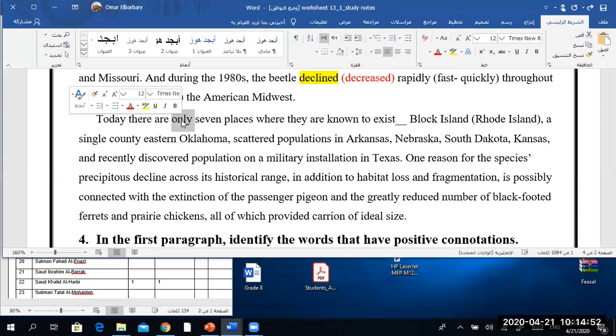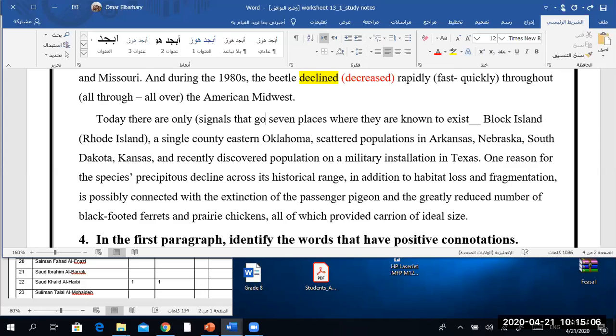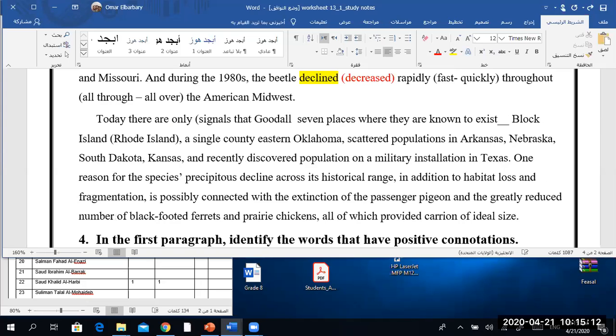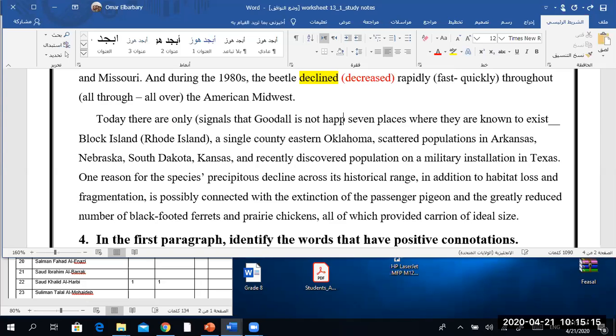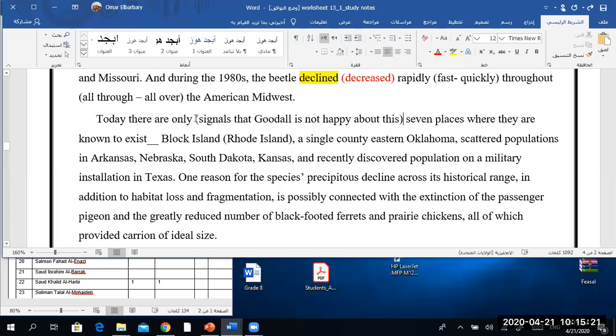"فقط." Yeah, very good. And does this mean you're happy with the money that Dad gave to you, or you're not happy? Not happy. Yes. So can we assume that the word "only" here signals that Godal is not happy about this, or happy about this? Yes, the word "only" in this context signals that she's not happy. Very good. That's why Godal is using the word "only" here.